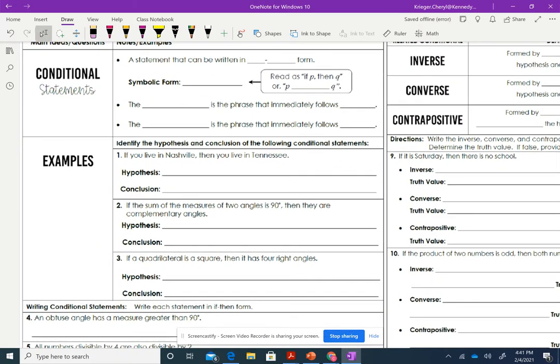A conditional statement is a statement that can be written in if-then form. In symbolic form, it looks like if P, then Q. So it's just an arrow, and it's read as if P then Q, or P implies Q. The hypothesis is the phrase immediately following the word if, and the conclusion is the phrase immediately following the word then.